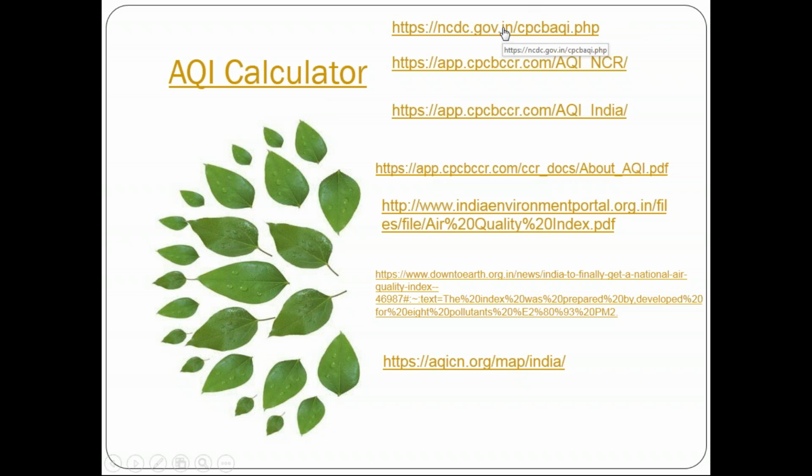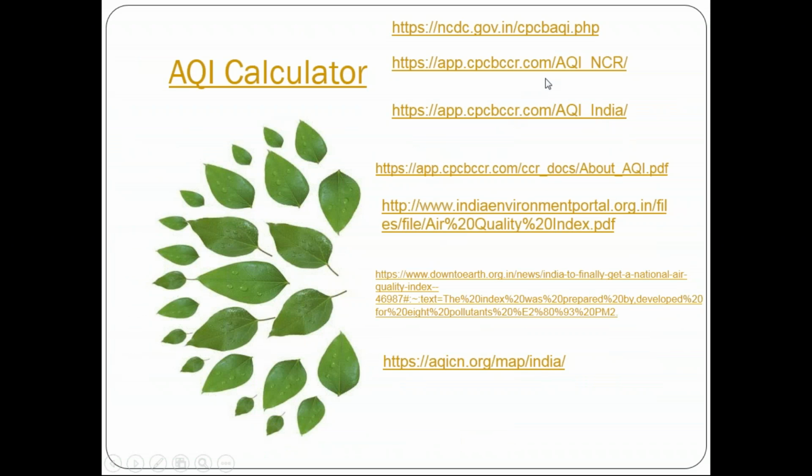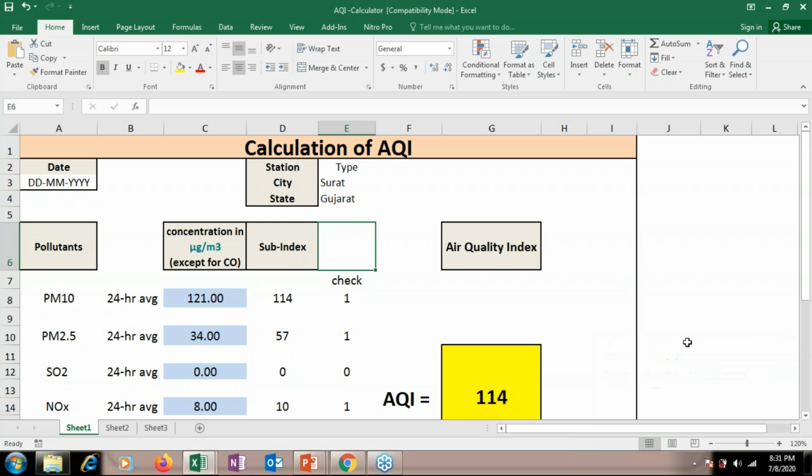Here we have shown some links. You can immediately download some reports on air quality index, and all the other links whatever we have shown here. So you can download the air quality index for India and NCR for your city. Here is how we can calculate exactly by putting in three parameters. Can you see this, right?